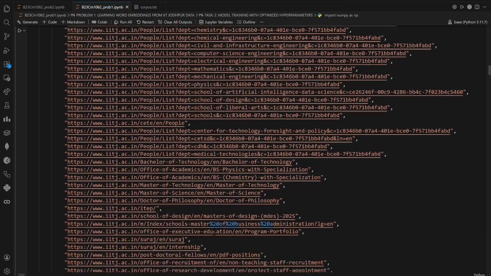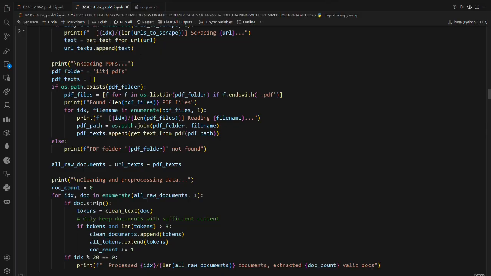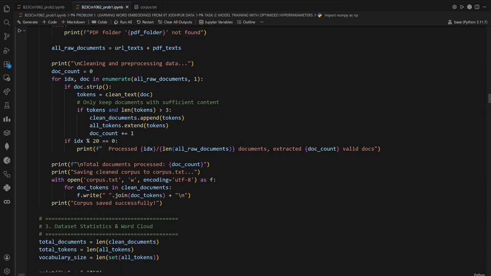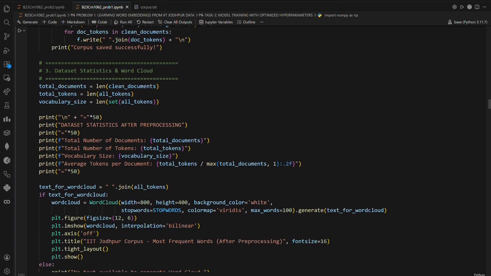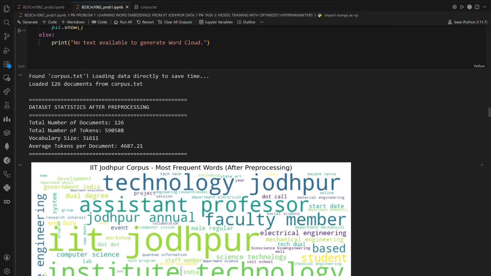So these are the links from where we are scraping the data for IIT Jodhpur. After scraping, we are reading the PDFs, and then we are cleaning the corpus and creating a cleaned corpus after removing all the stop words, etc. And then finally plotting the word cloud.